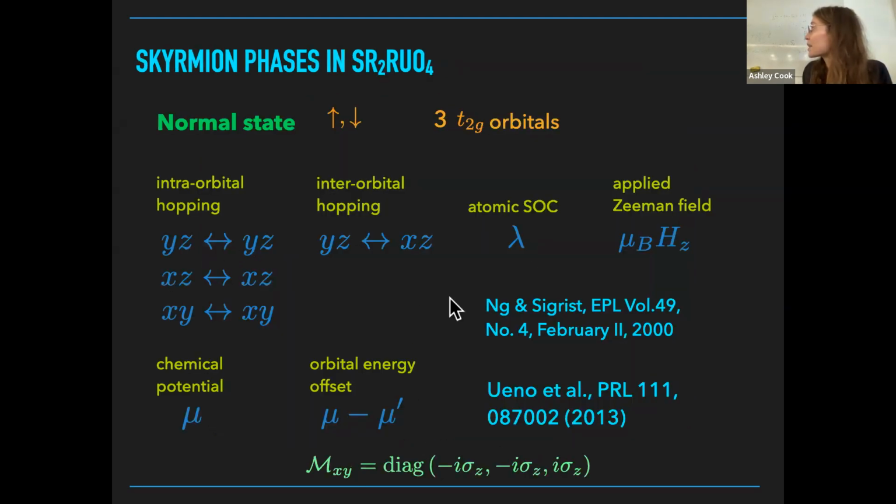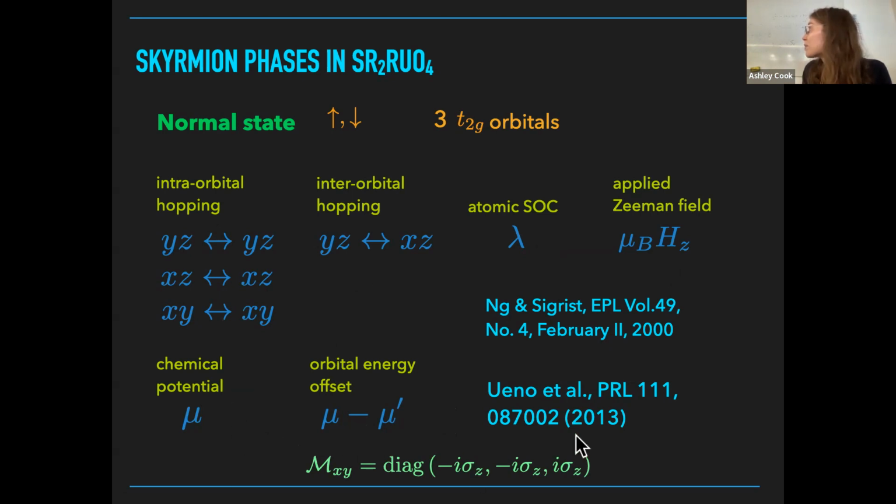So this is just a schematic overview of what I was briefly telling you. So here are the interorbital hopping terms. Here's the interorbital hopping term. There's also an atomic spin orbit coupling term because of the 4D ruthenium ion, and also the applied Zeeman field, and a chemical potential term, and an orbital energy offset between the XY orbital and the XZ and YZ orbitals.